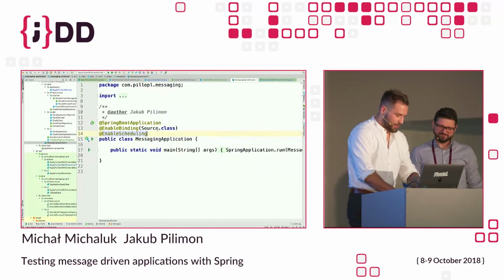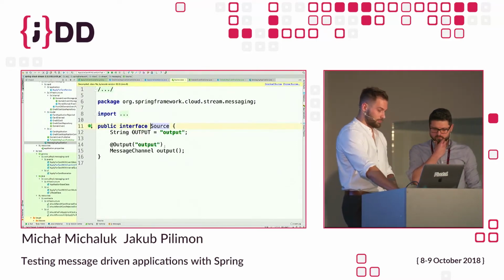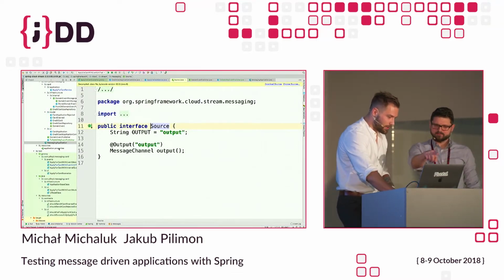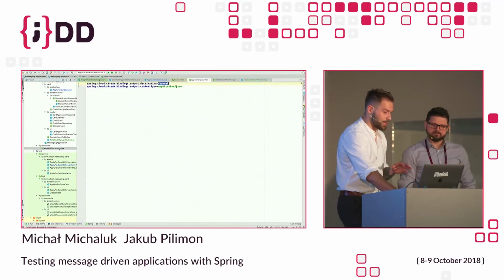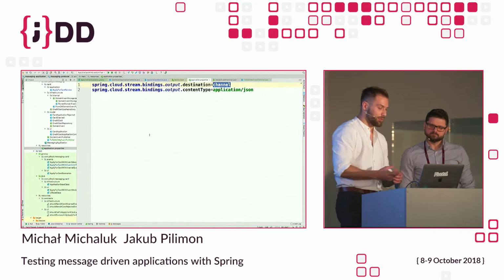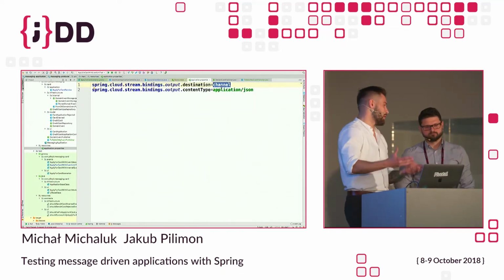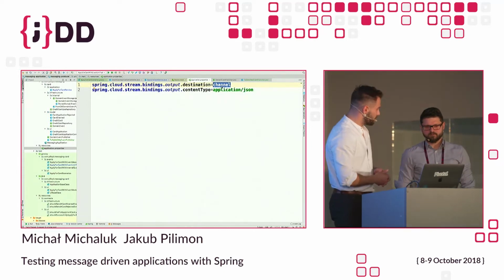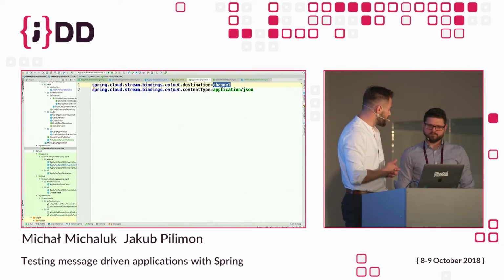Cool. All right, so I have Source as a definition, which means I have only one output channel. It's called output, and that string output is the name of the channel, so we name it. And here in some kind of properties, you just bind the output channel to a specific destination called channel, to make it simpler. And you will be talking in JSON. That's the kind of payload we exchange. Makes sense. Perfect.